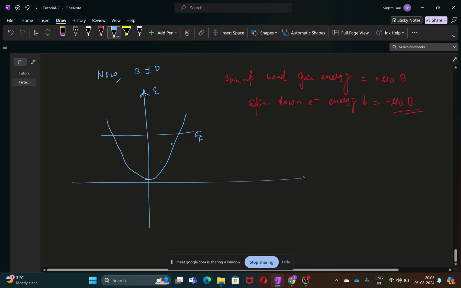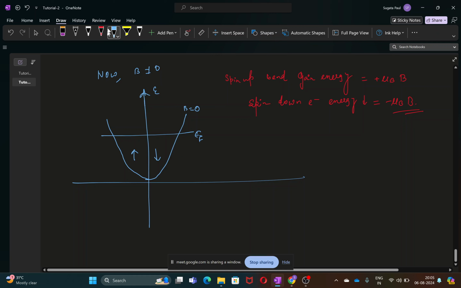But as soon as you apply a field which is non-zero, there is an energy shift that happens differently for the spin up band and the spin down band. That will eventually lead them to get split into two bands. So from a uniform single band, you get split into two separate bands, one the spin up band and the other the spin down band, and that happens because of the application of the magnetic field. This drawing I have done is for B equal to 0, as you have seen earlier. So this is your spin up band and this is your spin down band.